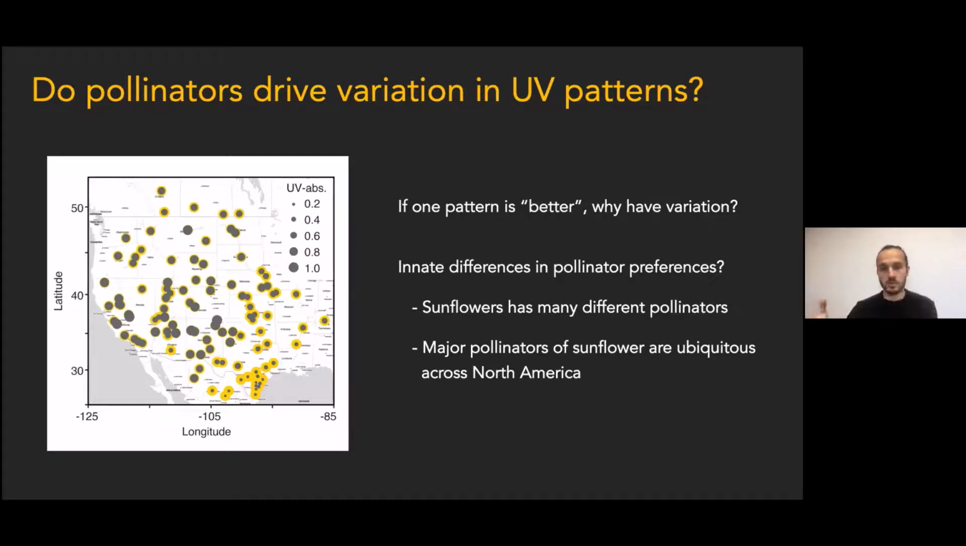So this could be due to innate differences in pollinators, or it could be differences in pollinator community. It doesn't seem super likely though. So sunflowers, this is the native range of sunflower, of course, they have a number of different pollinators. So it seems unlikely that all of them would coordinate to have different preferences in one area with respect to another. And also most of the major pollinators of sunflower are ubiquitous across North America. So while this doesn't exclude the fact that there could be effects of pollinators in driving this diversity, we thought it would be worth also looking at possible alternative explanations.